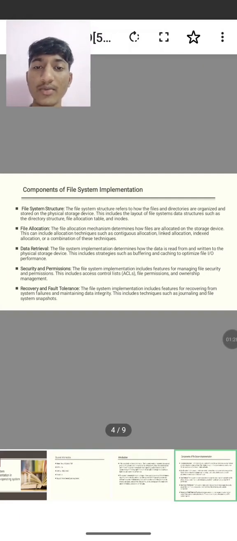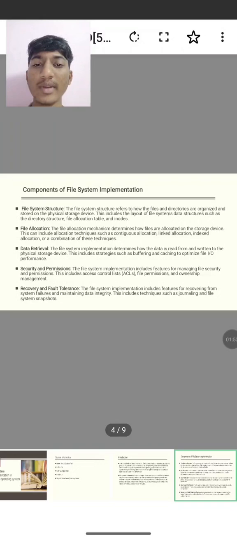Next, components of file system implementation. In this, file system structure. The file system structure refers to how the files and directories are organized and stored on the physical storage device. This includes the layout of file systems, data structures such as the directory structure, file allocation table, and inodes.